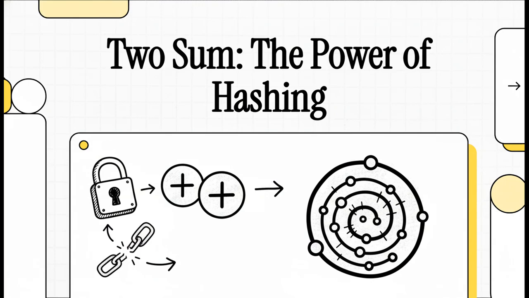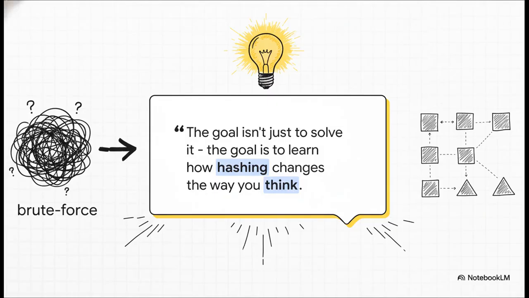Welcome back. So in our last explainer, we really dove into the theory behind hashing. Today, we're going to put that theory into practice with one of the most famous problems in all of programming, two-sum. But listen, this isn't just about getting the right answer. It's about seeing how a tool like hashing can completely flip the script on how we approach problems in the first place. Okay, so let's get right into it.